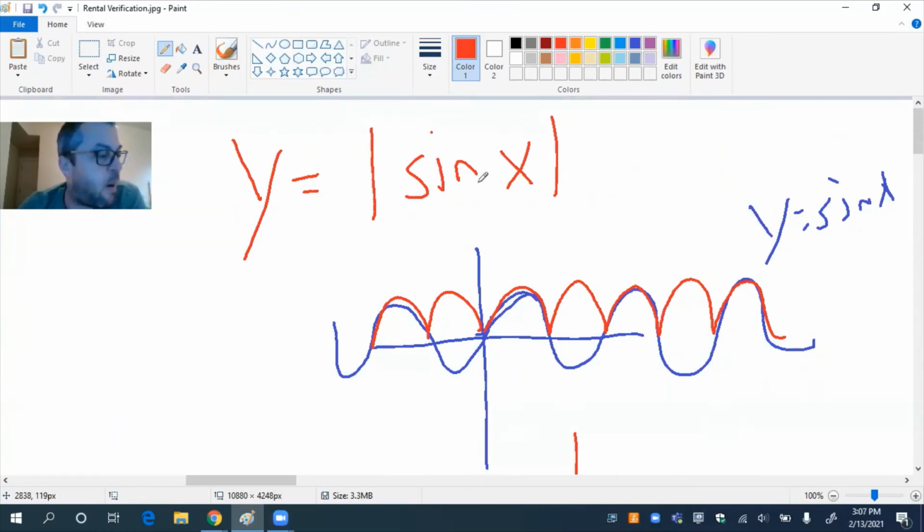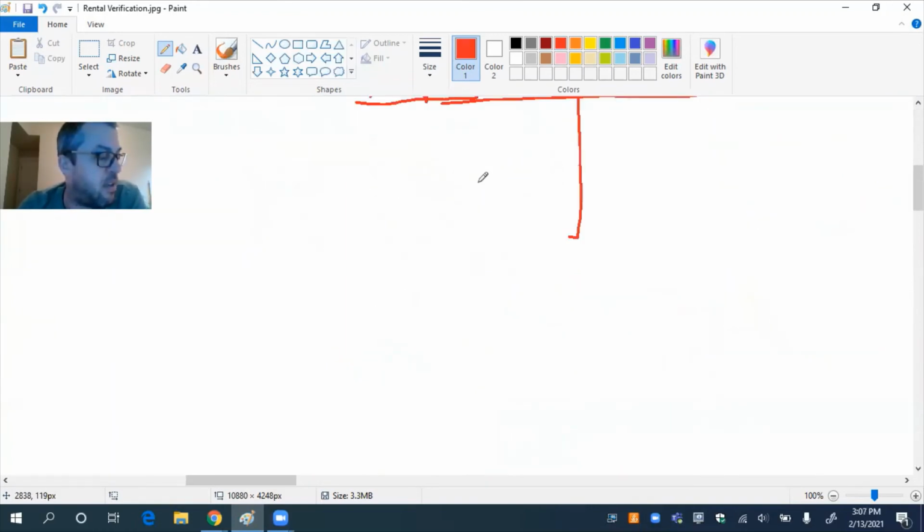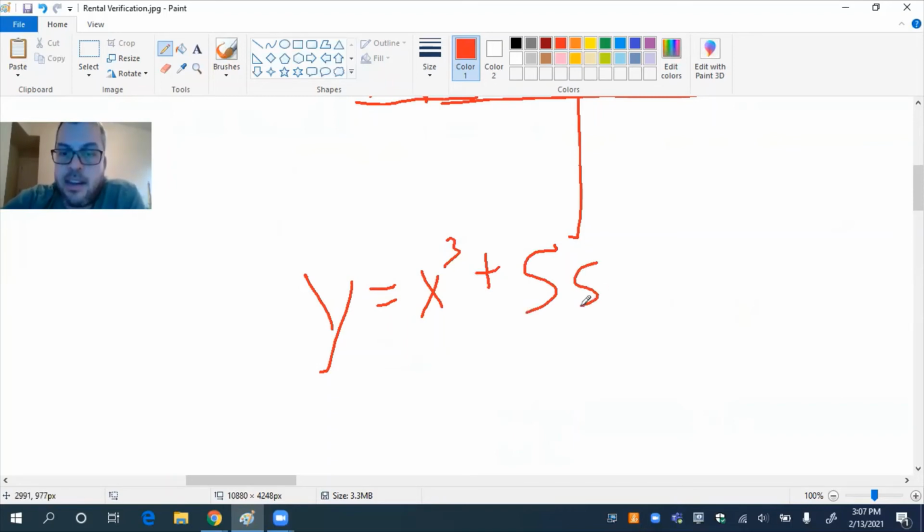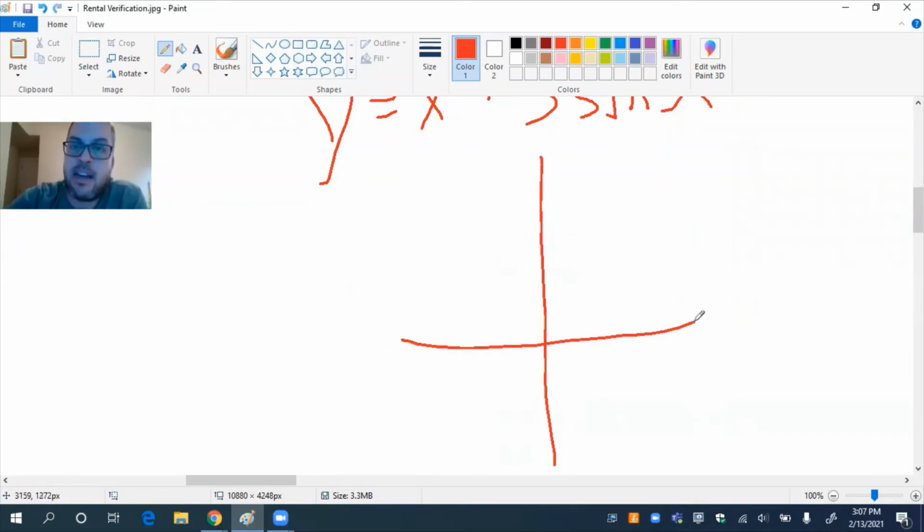What if I have y equals x cubed plus 5 sine of x. So this is our principal axis. We are adding something, so our principal axis is going to look something like this. So we're going to be oscillating up and down over that line.